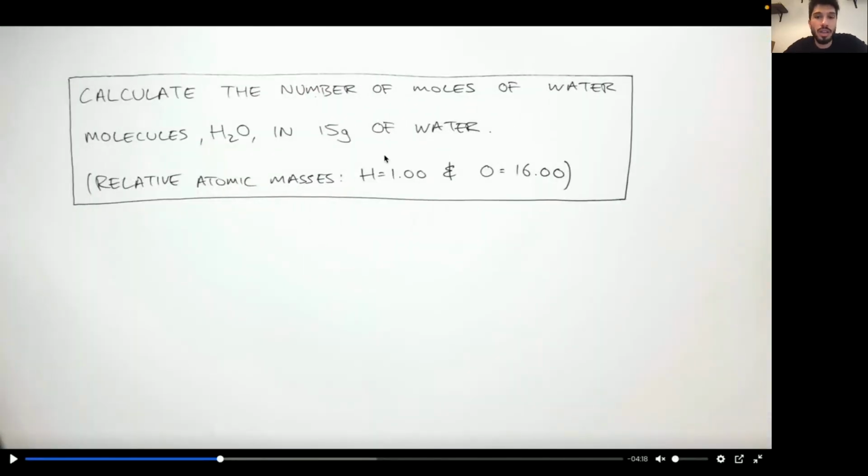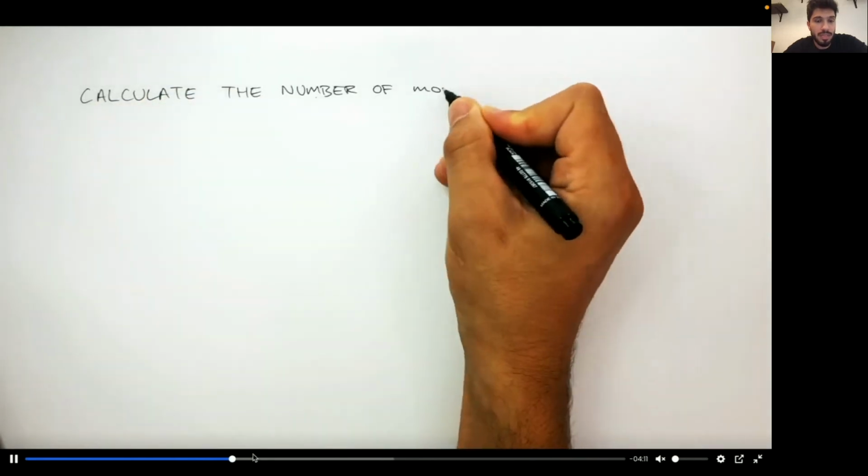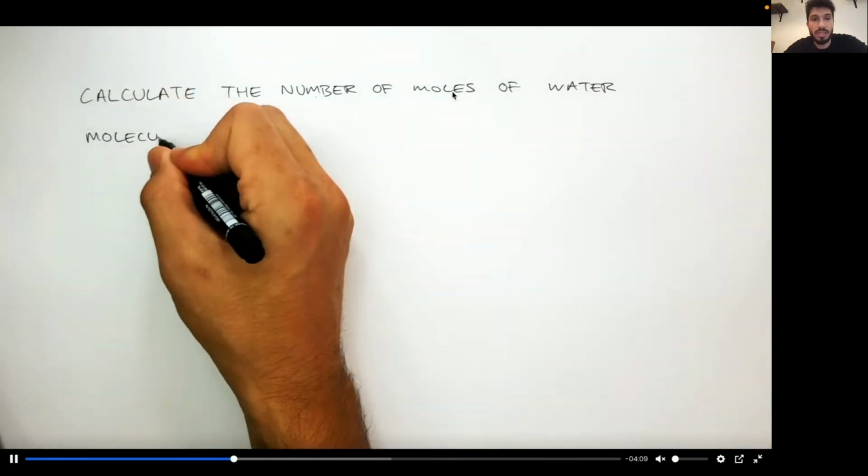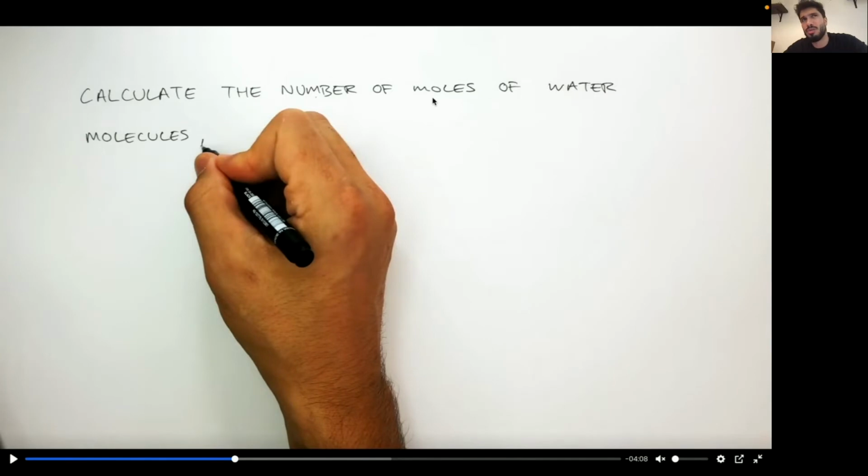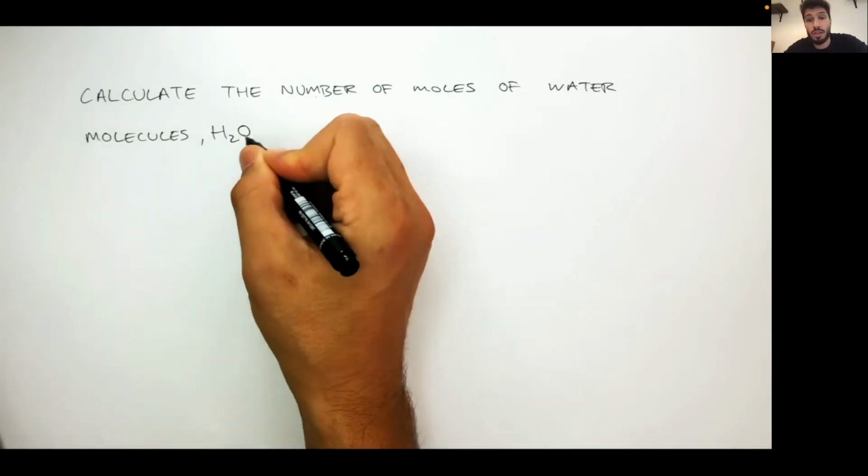So calculate the number of moles of water molecules, H2O, in 15 grams of water. How do we approach this? Let's read the question. The question says to calculate. So clearly, we're going to need to do a calculation. It says the number of moles. So we need to then think about how do we calculate moles? Well, the equation is mass over Mr. If you do not know that, you need to learn that.